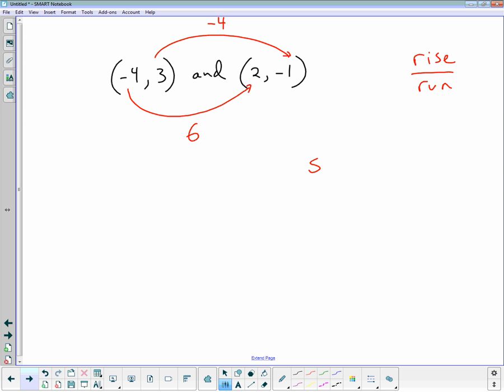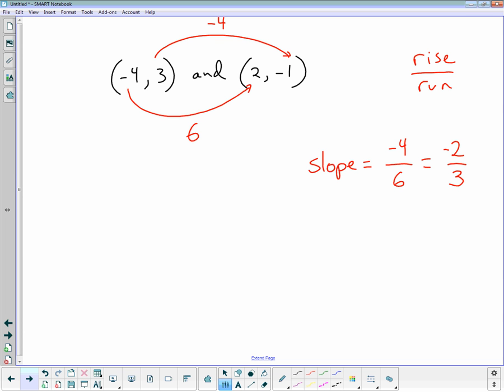Slope, -4 over 6, you get your numbers right away, and if you have to reduce your fraction, you do. Can I reduce that fraction? Yes, by what? By 2, because they're both even, right? We can divide it by 2, and what do we get? -2/3. Thank you very much. You're done. That's all you got to do.